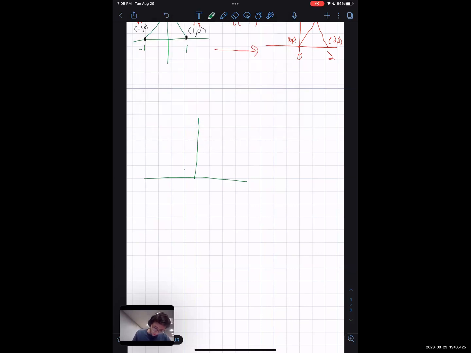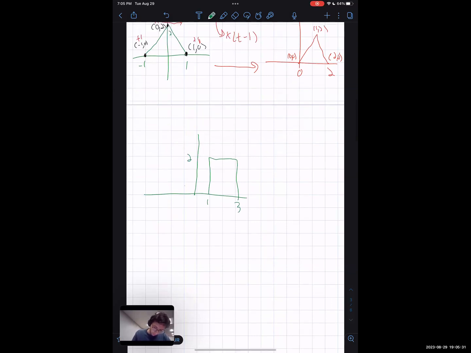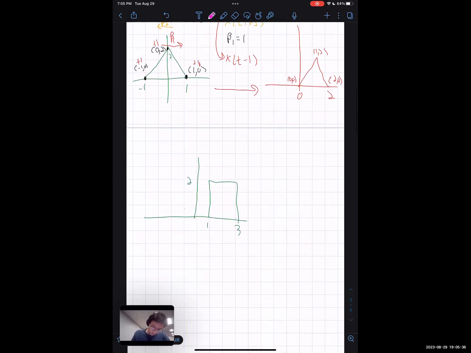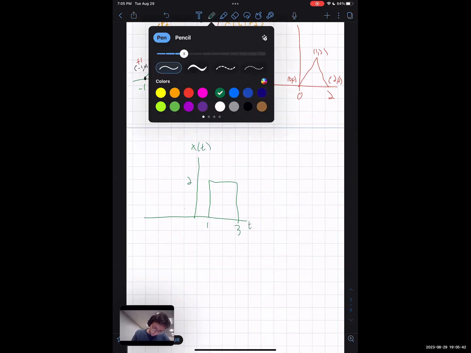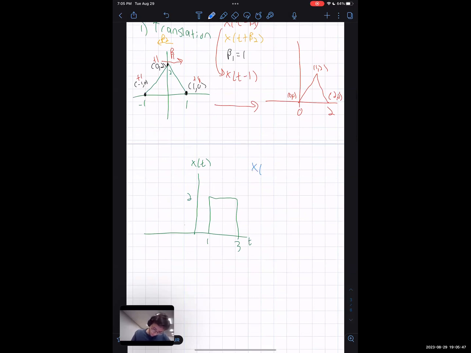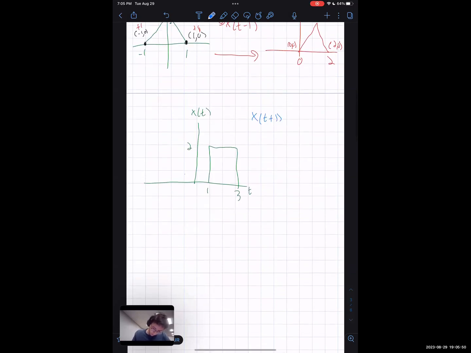Okay, so maybe we can do a little box. Call this 2, 1, 3, right? And maybe let's do the shift in the left direction. So what's that going to look like? If we want to call this function x of t, this is t, right? What does x of t plus 1 look like? Once again, we take our individual coordinates: 1, 0, 1, 2, 3, 2, and 3, 0.